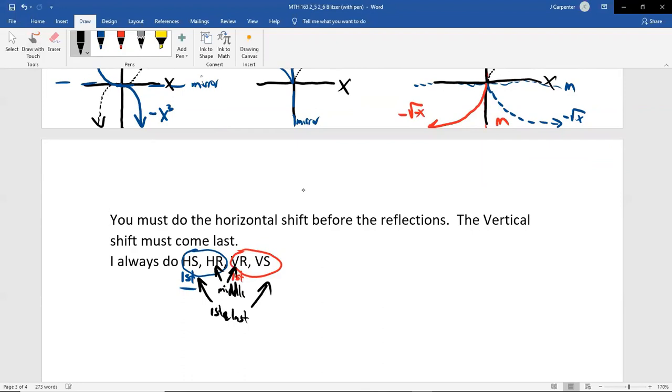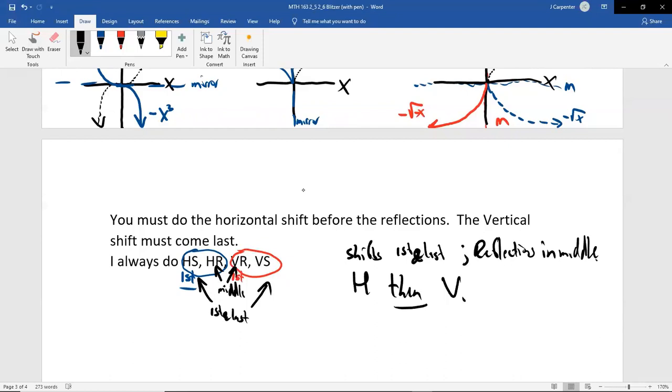You do the shifts first and last. That's an "and." That's a terrible looking "and," I know. The shifts are first and last. The reflections in the middle. Okay? But it has to be horizontal and then vertical. Horizontal and then vertical. Horizontal, then vertical.